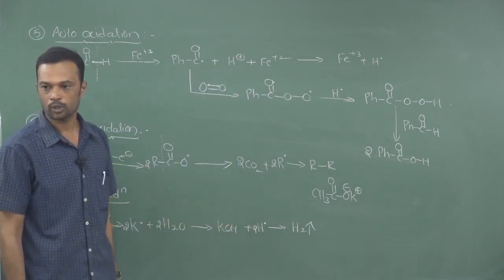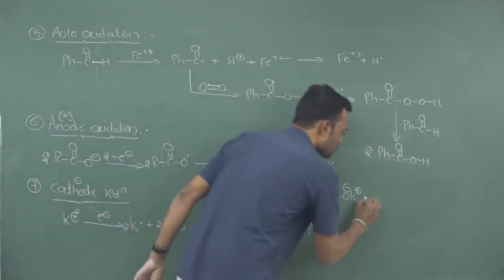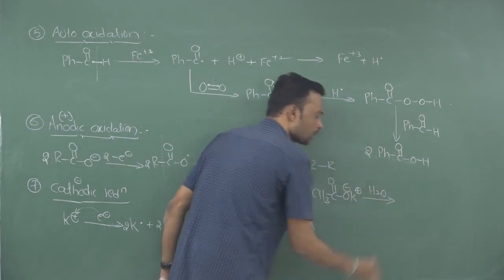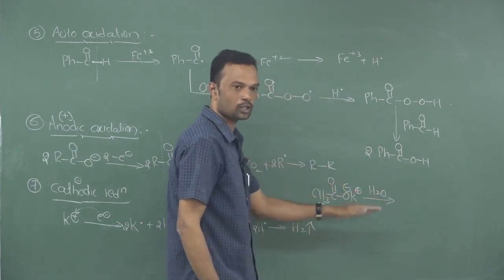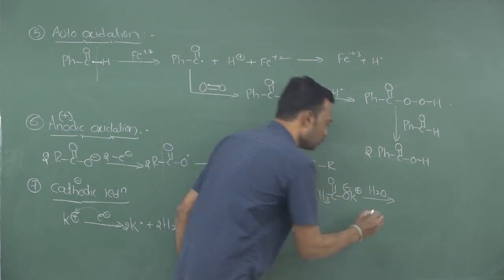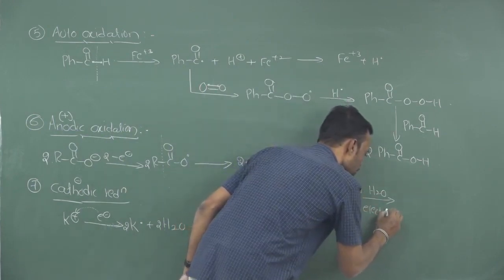What is this? Potassium salts of acetate. When potassium salts of acetate undergo hydrolysis, it is an electrolysis process. We are adding water, and now we are doing electrolysis.